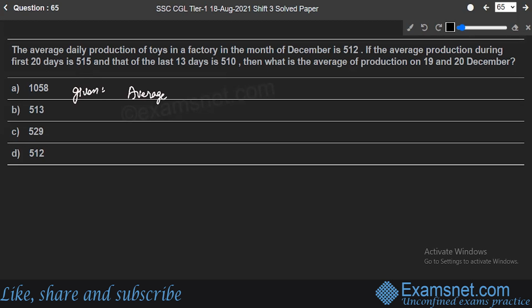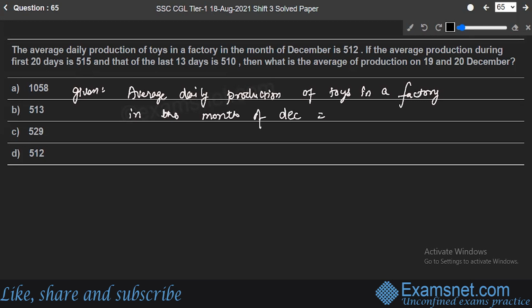Average daily production of toys in a factory in the month of December is equal to 512. The average production in first 20 days.